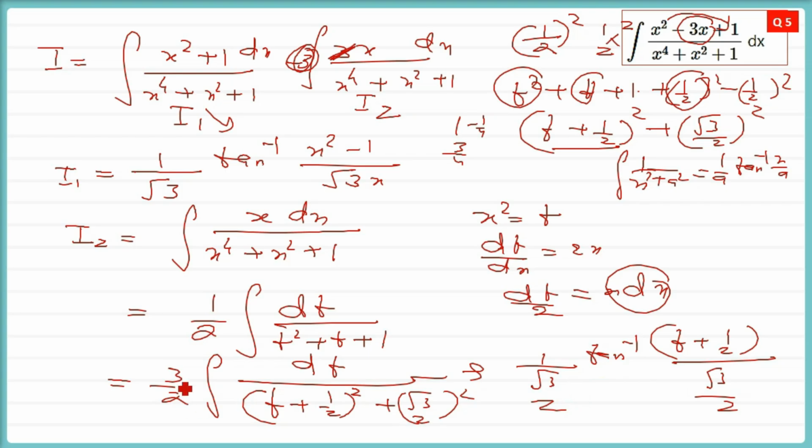Let's resolve it. Let me resolve it here only. This root 3 by 2 in the denominator will go up and form 2 by root 3. 2 gets cancelled. You can multiply root 3 in the numerator and denominator. 3 will come in the denominator. You can cancel this. Root 3 will come.